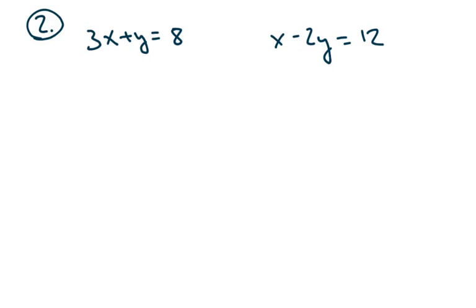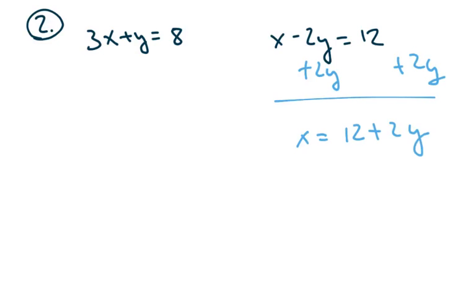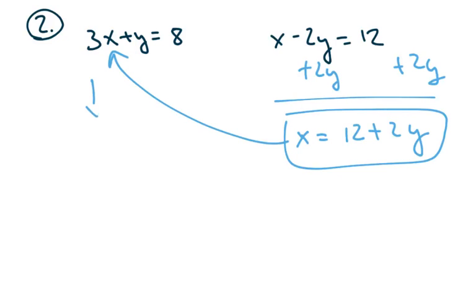I'm actually going to choose the latter. I'm going to move 2y over, and I'm going to get x equals 12 plus 2y. And the reason why I did this is that by moving the 2y over, I keep both sides of the equation positive. Okay, so now I know that x is 12 plus 2y. I take that value of x, I substitute it back in here. I get 3 times 12 plus 2y.